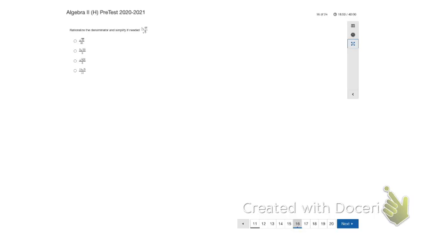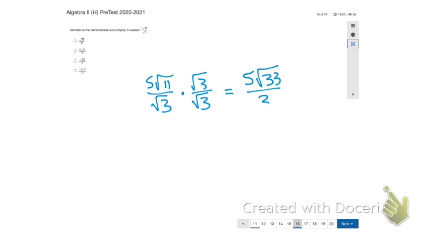All right, rationalizing the denominator. You might have done this in geometry for the first time, or maybe you did it before, but rationalizing the denominator means you get the square root out of the bottom. So the way we do that is we multiply the top and bottom by that square root. So on the top, that gives me 5 times the square root of 33. On the bottom, I just have 3. So that gives me my correct answer.